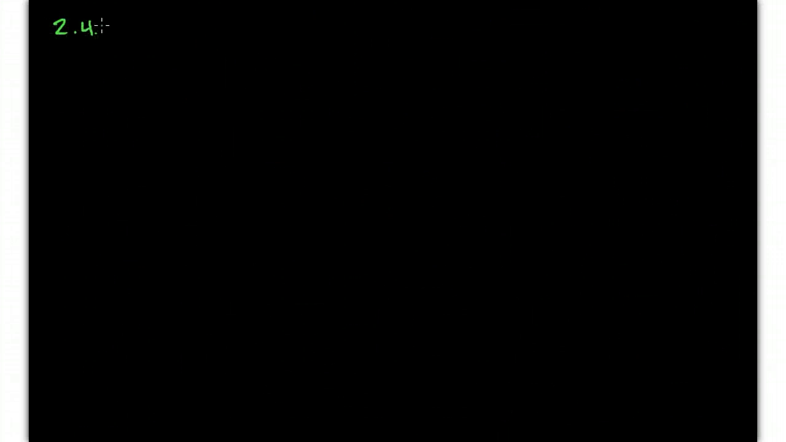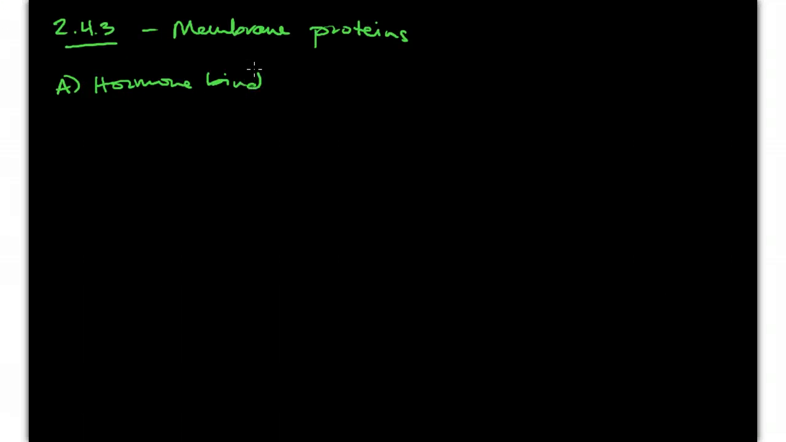Alright, so 2.4.3 has to do with those membrane proteins. And what we need to do is be able to list the functions of these proteins. It doesn't tell us how many, so let me give you several of them. You should know all of these. So the first one is that these membrane proteins can serve as hormone binding sites.